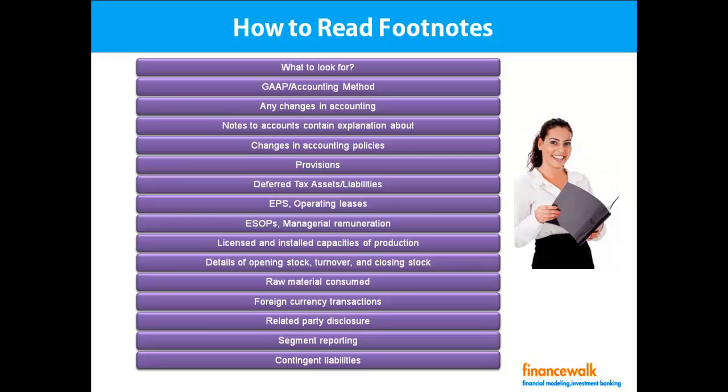All right, so in this chapter we covered how to analyze cash flow and how to read footnotes. In the next chapter we will focus on director's report and management discussion and analysis and shareholding pattern.